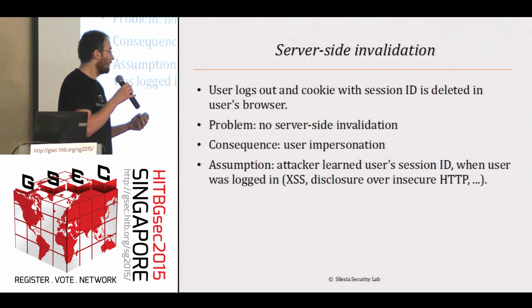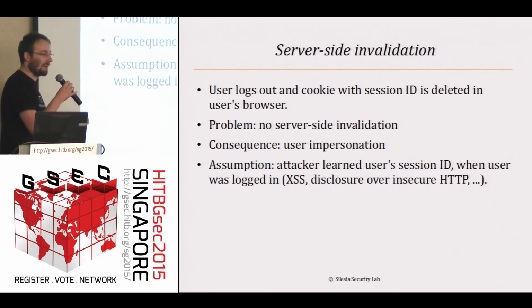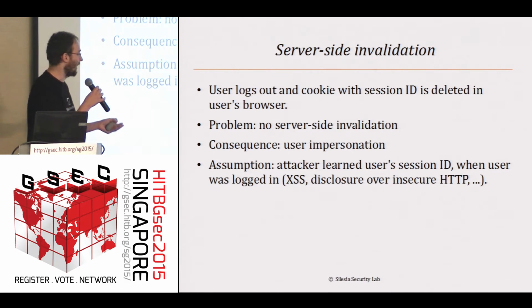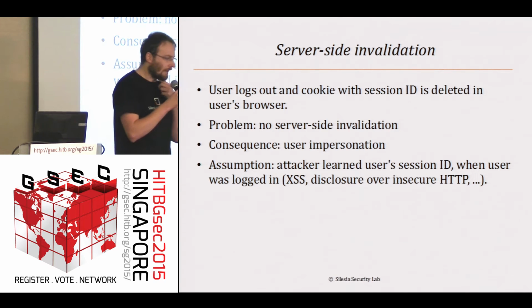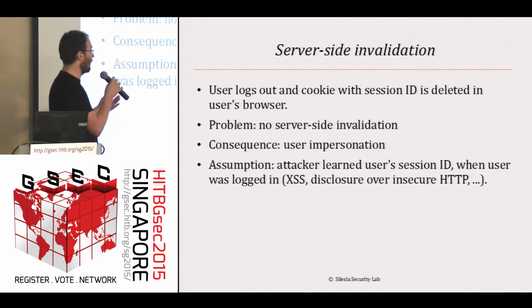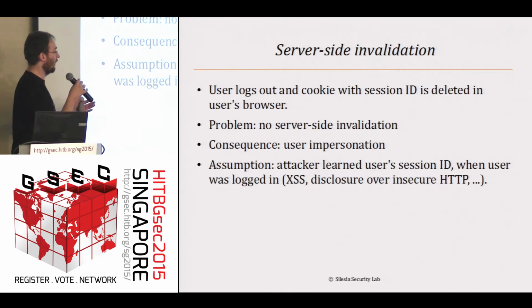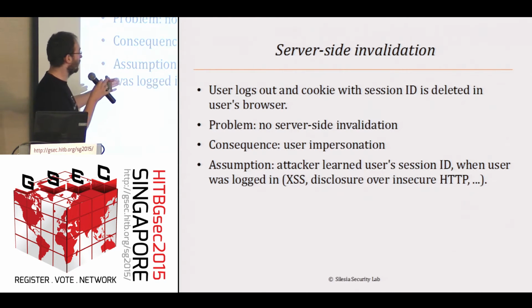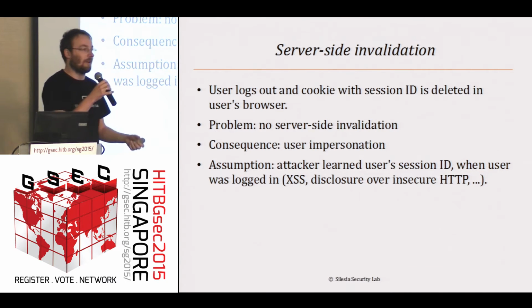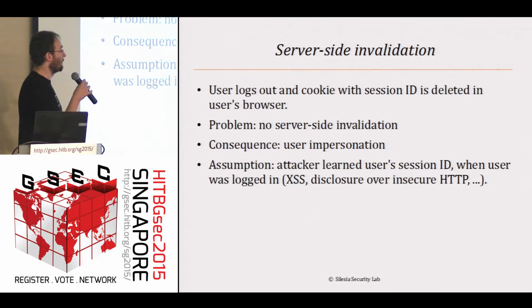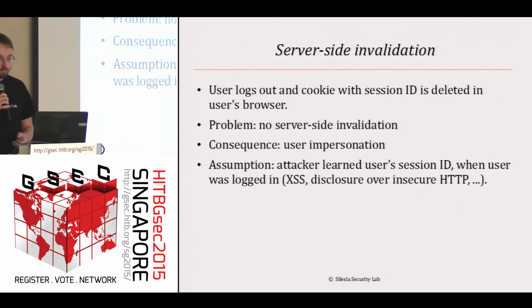So the user is logged in. We have a number of ways to extract the session ID of the user, for example, via XSS, disclosure over insecure HTTP, and so on and so forth. But what's interesting here is that even if the user is logged out, we can impersonate the user because we still have access to the user, although the user seems to be logged out, right? Because there was no server-side invalidation.